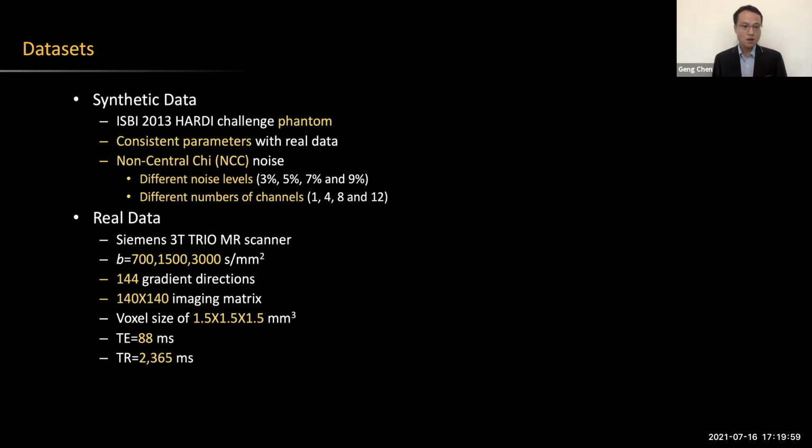The real data is acquired using a Siemens scanner. There are 3 shells, 144 gradient directions, and the image matrix is 140 times 140. Voxel size is 1.5 isotropic. TE and TR are shown here.